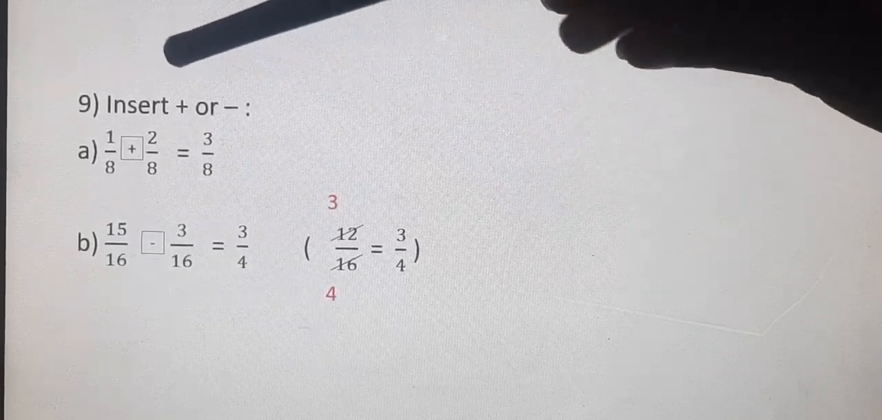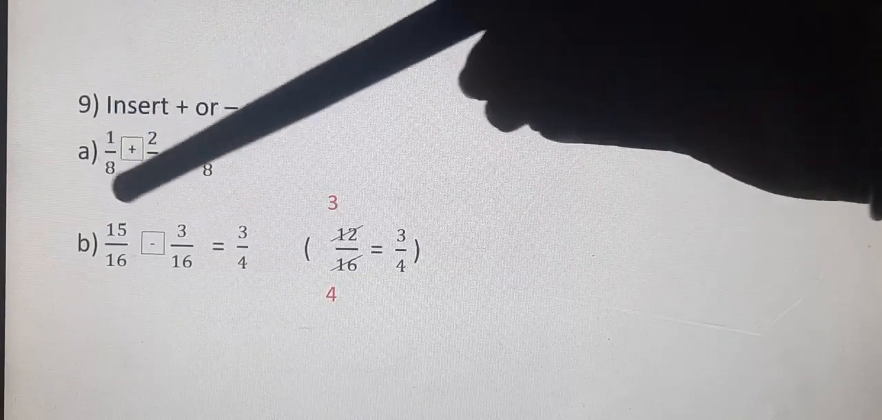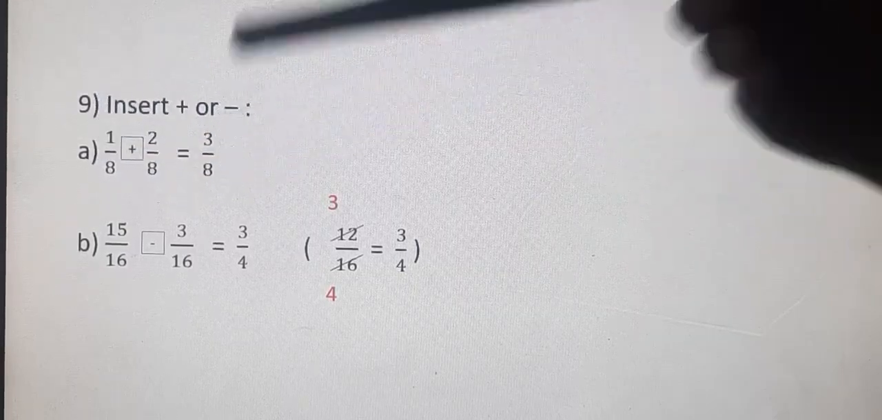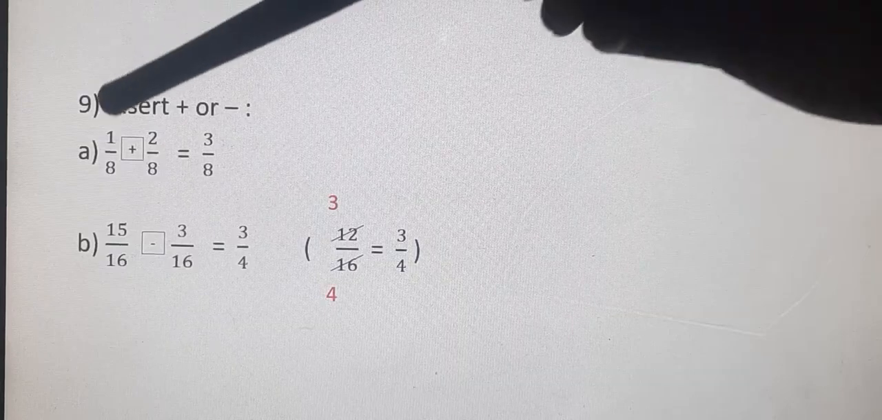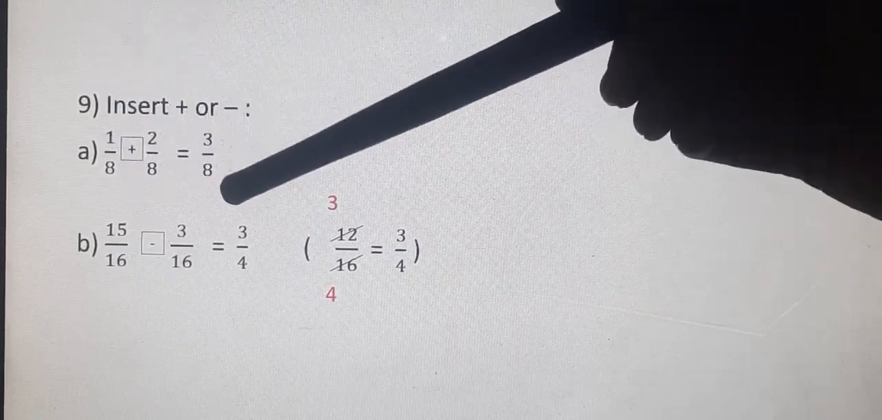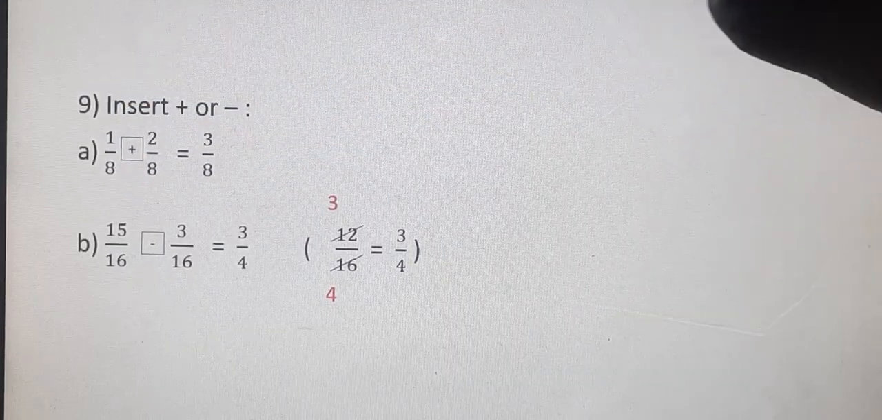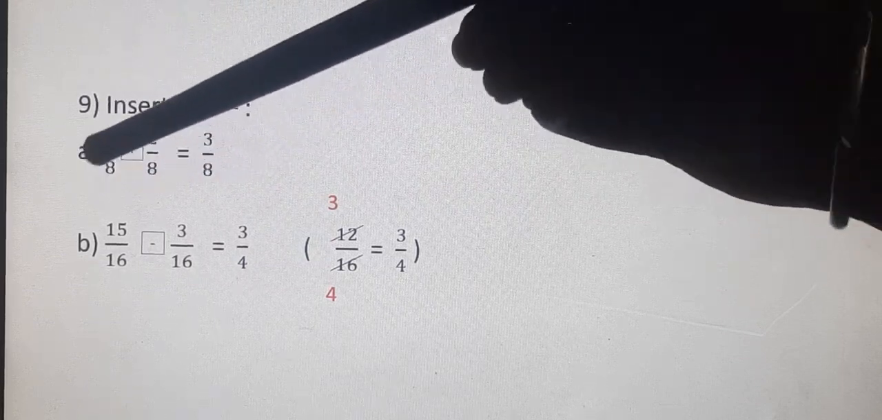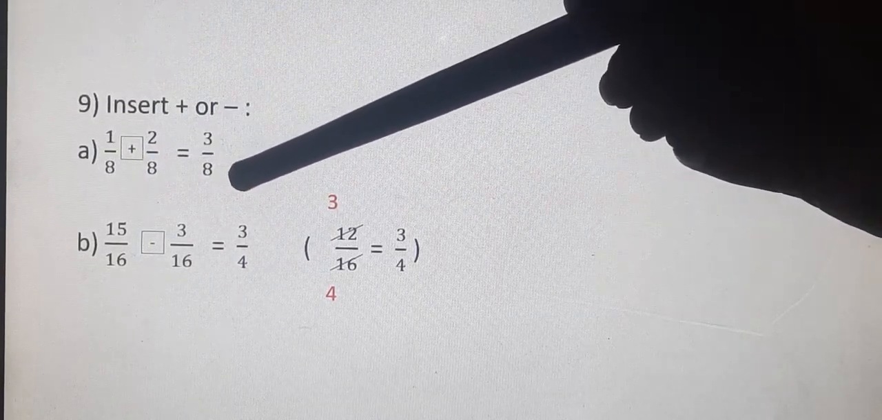Next question is insert plus or minus. Box is made here. We have to put the sign: 1 upon 8, 2 upon 8 is equal to 3 upon 8. When will we get 3 upon 8 from 1 upon 8 and 2 upon 8? When we put the addition sign, because 1 plus 2 will give 3, and 8 and 8 will give the LCM 8.